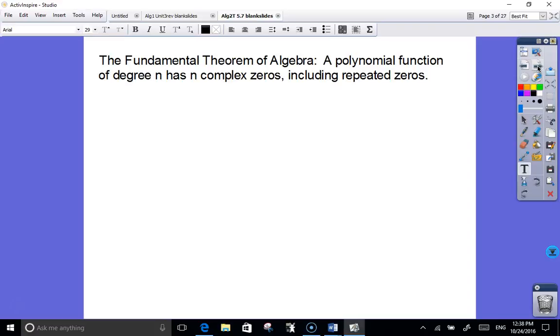How many turning points does a function of degree n have? n minus 1. Those two go hand in hand, right? One of them is for degree, the other is for turning points.